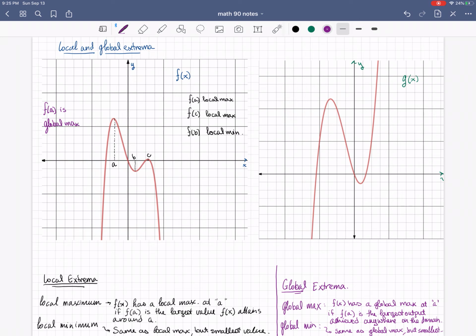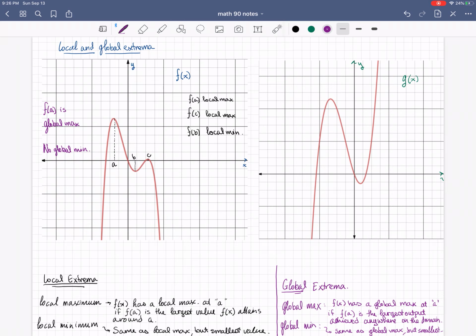However, notice that if I were to ask you the question, is there a lowest point on this graph? The answer is no, because the graph continues downward indefinitely. No matter what point you pick on the graph, there's always going to be a point where the y-coordinate is lower. So this is an example of a function that has no global min, but it does have a global max.